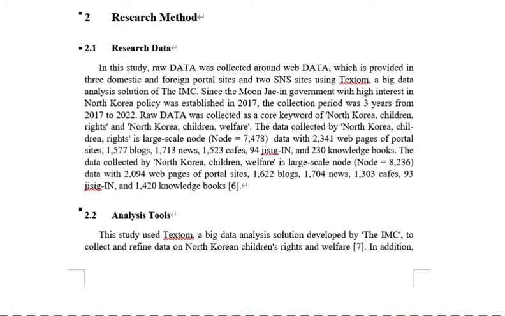Second is analysis tools. This study used Textom, a big data analysis solution developed by the IMC, to collect and refine data on North Korean children's rights and welfare. In addition, UCINET and NetDraw were used to analyze the network structure between North Korean children's rights and welfare related keywords.